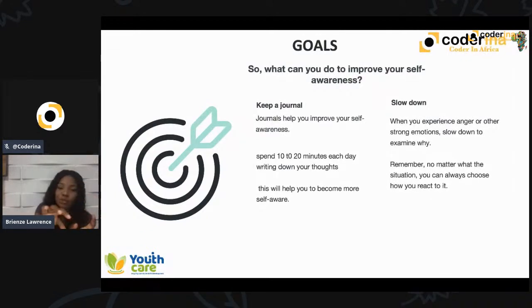Because sometimes when people do things, we don't know what the backlog is. We don't know what the backstory is. We don't know why that person is acting the way they are acting. But we only see how they act and we react to that. But when you pause for a minute and wonder, why has this person acted this way?